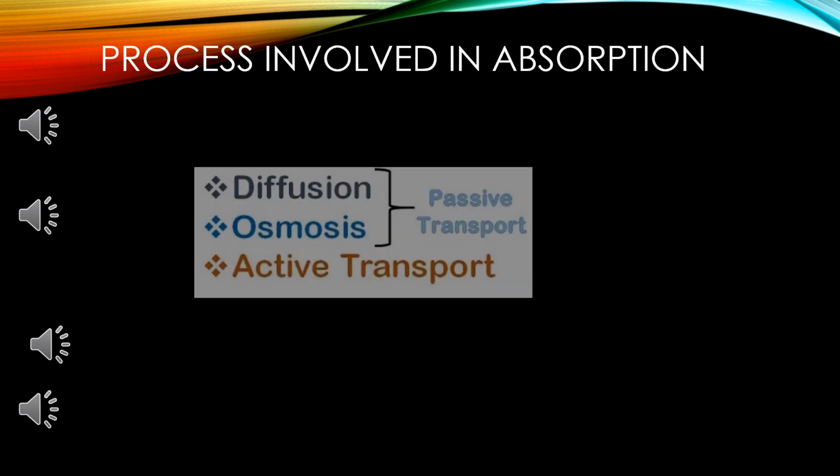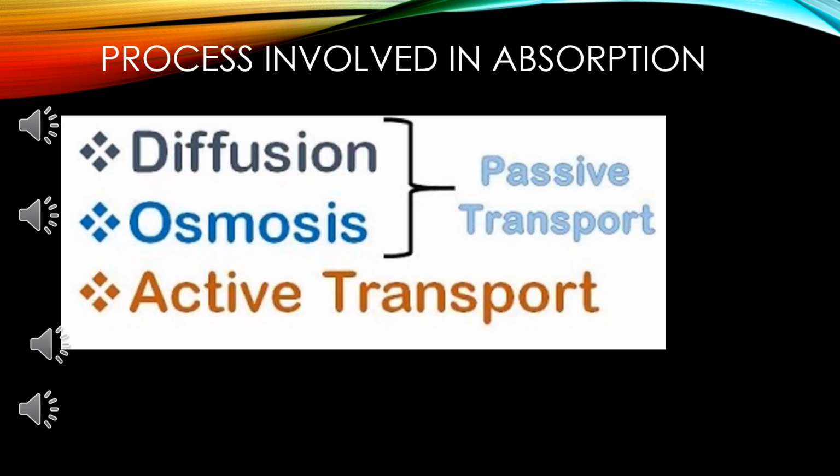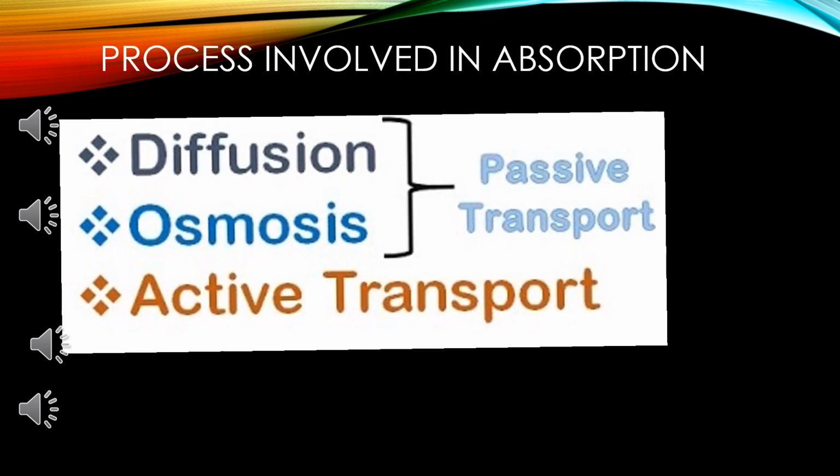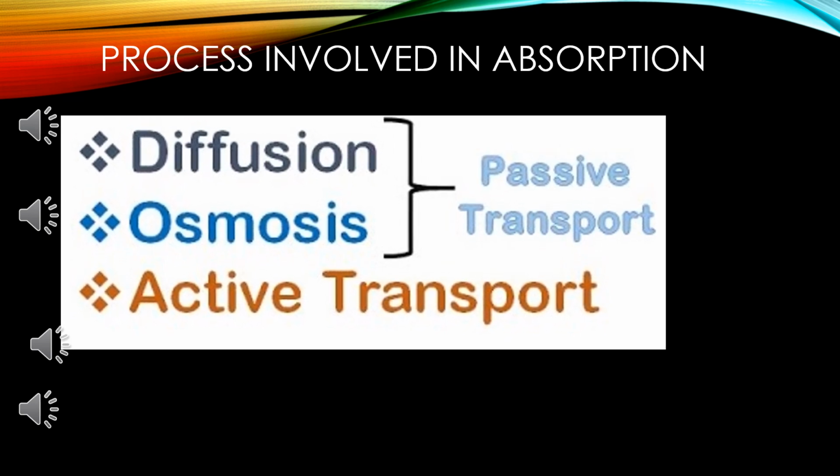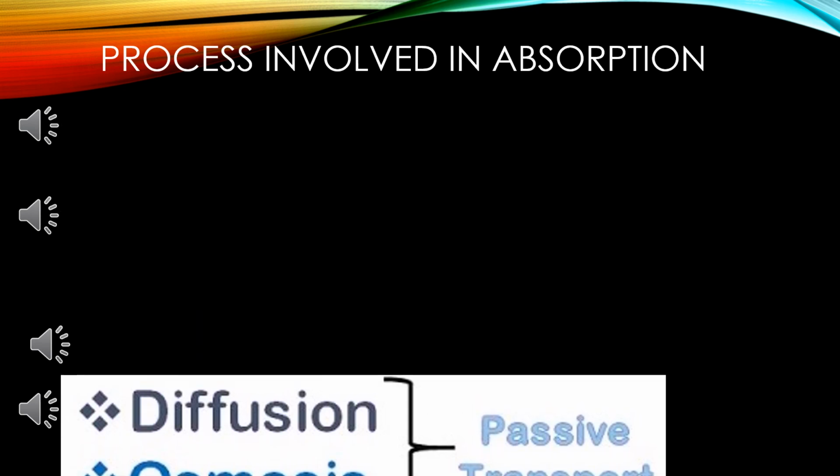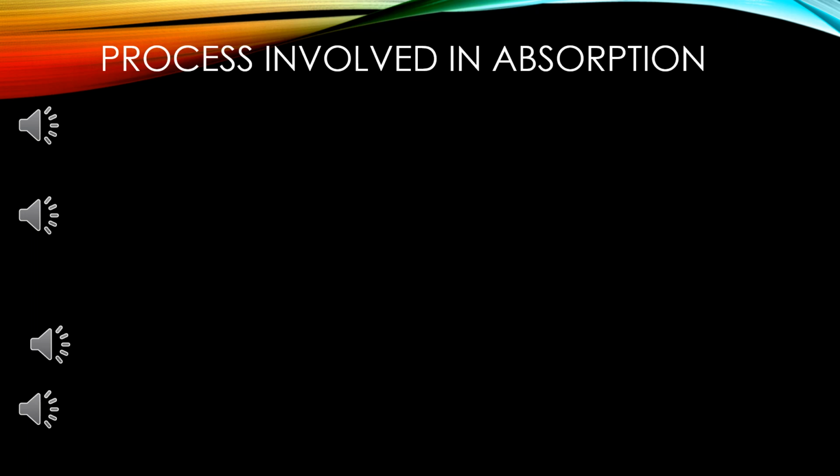There are three types of movement; the whole process of absorption is on the basis of three types of movement. They are diffusion, osmosis, and active transport. Here diffusion and osmosis are passive transport, which moves automatically from the area where the molecules are more to the area where the molecules are less, the area where the water is more to the area where the water is less. But the third one, active transport, is the opposite of the first two. Let us see one by one.